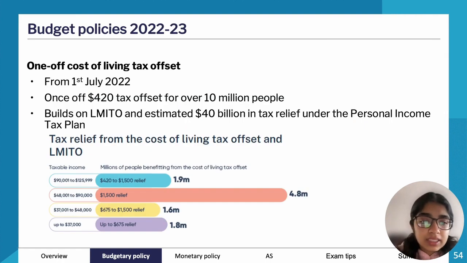Okay, so that's where budgetary policies come into place. So in 2022 to 23, these are some of the policies. I'm just going to list them out, and we'll link them to demand, supply, and so on. We'll link them to the goals more specifically. So let's look at the one-off cost of living tax offset. So it's basically a tax offset. So it's basically less tax. So these people can pay less tax.